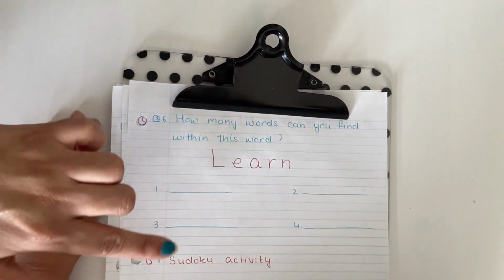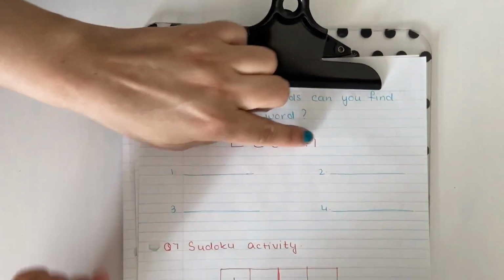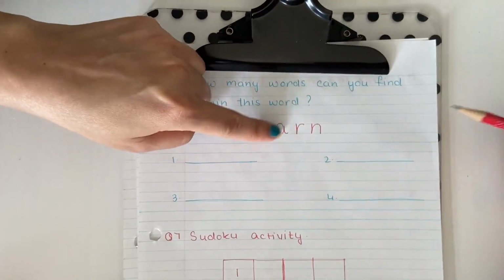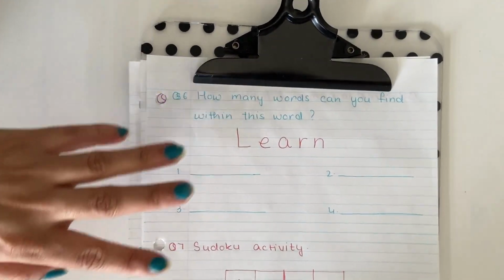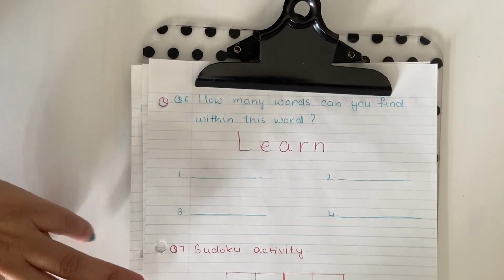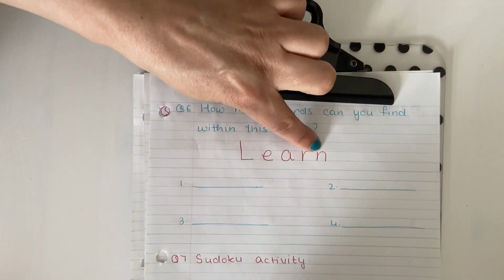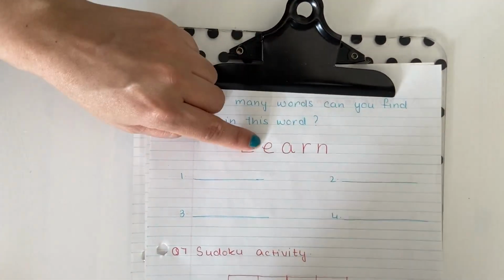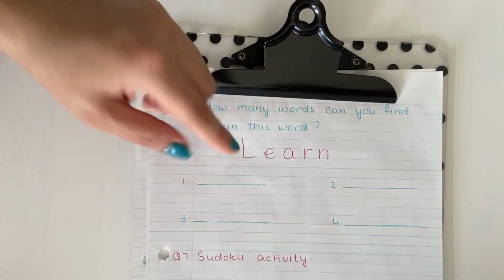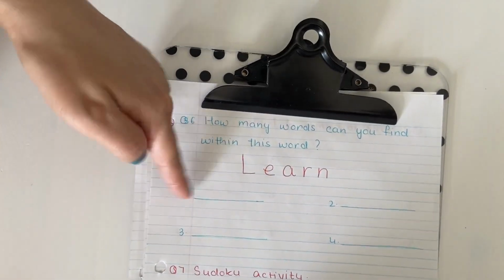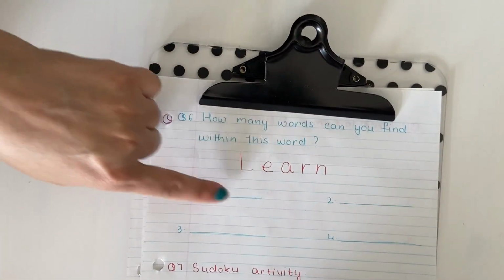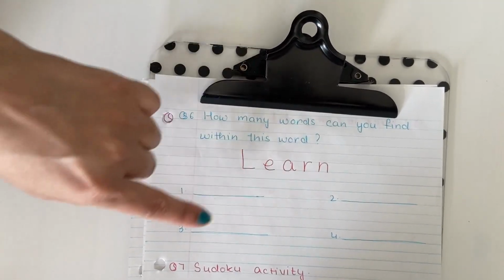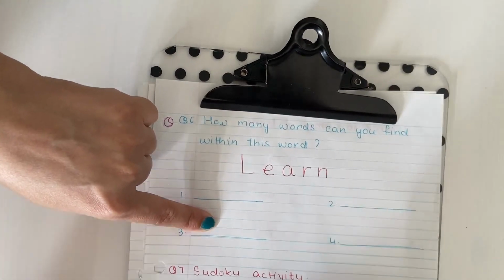So this way you have to make 4 words. You have to use only these letters. You can make any word, 2-letter word or 3-letter word or 4-letter word, but you have to use only the letters which are here in this word. One word you can write is E A R. Ear. Then E A R N. Earn the money.